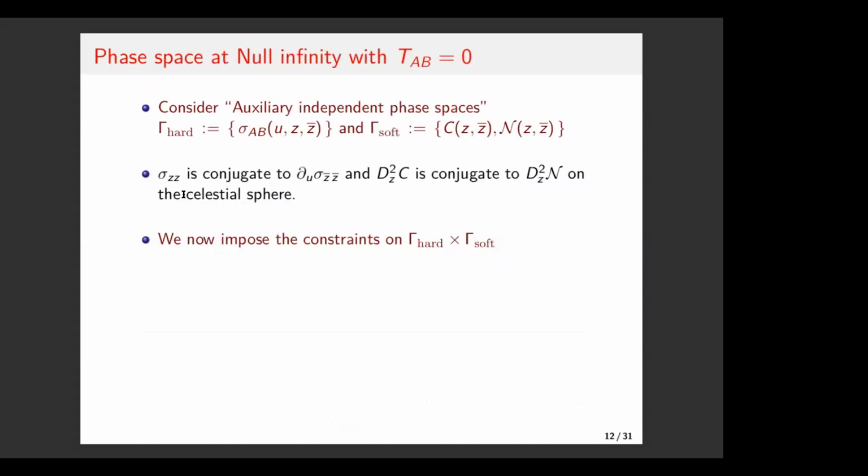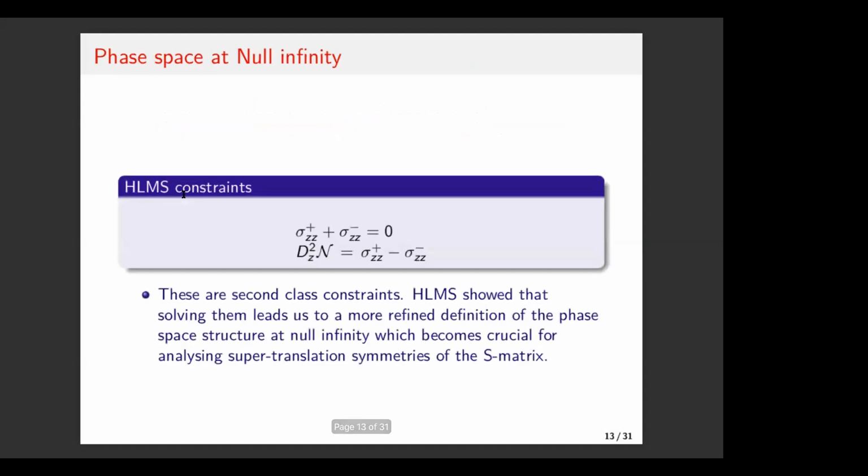So the idea is that we can start with, let's say, an auxiliary bigger phase space, which has this finite-energy shear and a pair of soft modes, C and N. For this auxiliary phase space, they are roughly canonically conjugate to each other, but now we have to impose constraints on them because we know that, for example, N is defined in terms of the shear. These constraints are simply that the shear itself has no average because we extracted out the constant shear mode, and the difference of sigma plus and sigma minus is precisely this of mu. And as HLMS showed in the paper, these are really second-class constraints, so we have to do a little bit of Dirac's constraint analysis.